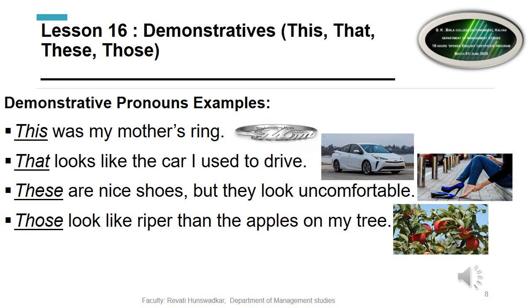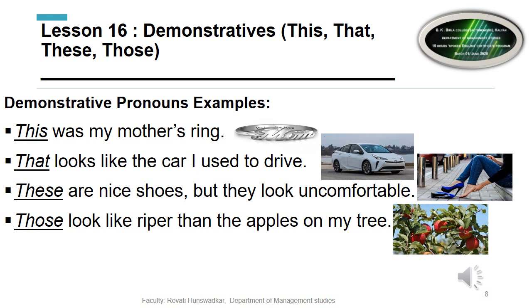So moving further, we can see more examples of demonstrative pronouns. This was my mother's ring. I have pointed to the ring which was my mother's, and I have used the demonstrative pronoun this. This was my mother's ring. Next, that looks like the car I used to drive. I pointed at the car. I saw that car and said that this car is the same one that I used to drive. So here, that looks like the car I used to drive.